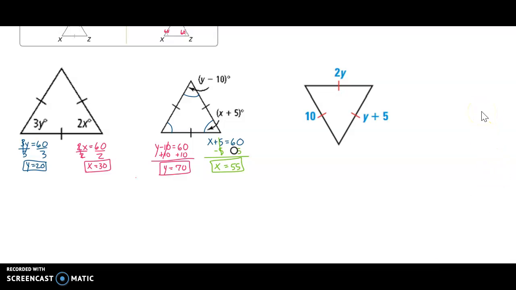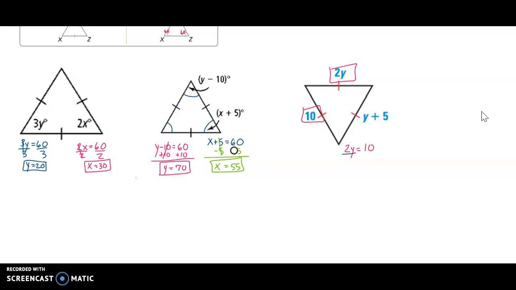So in this case, what we can do is we can set 2y equal to 10. Or you could set 2y equal to y plus 5. Or you could set 10 equal to y plus 5. It doesn't matter which two sides you chose. I chose this side and this side. It really doesn't matter which two sides you set equal to each other, but we do know all the sides are equal, so set them equal.